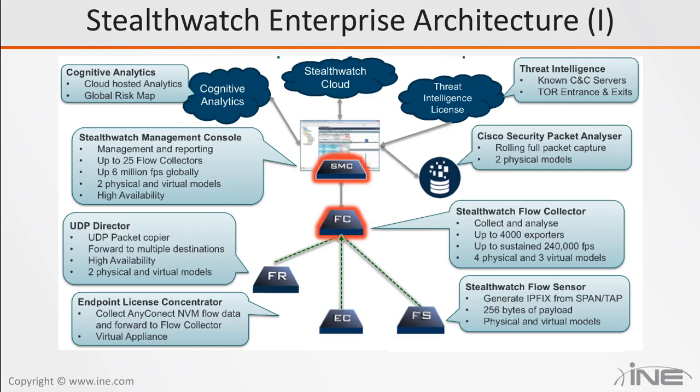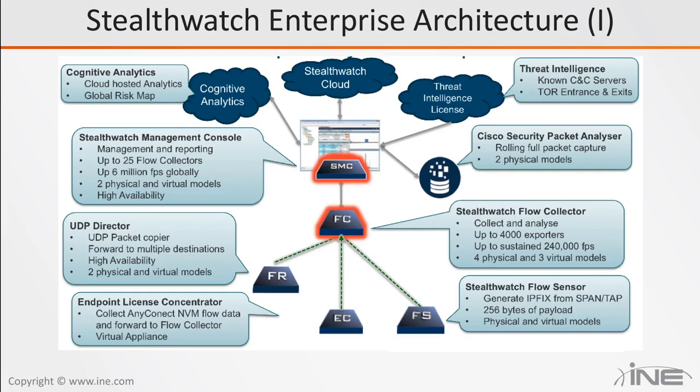After the UDP director, we jump onto the core component called the flow collector. The flow collector is the one which aggregates, collects, and stores all the data that's collected from all the NetFlow exporters. It stores and aggregates the data, and this is the heart of a Stealthwatch system. There are 4 physical variants of a flow collector, and there are 3 virtual models available in the market. It collects the data, builds its own tables and events, and stores them with the flow collector.